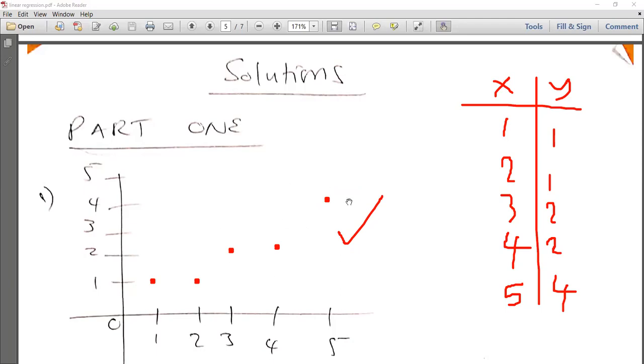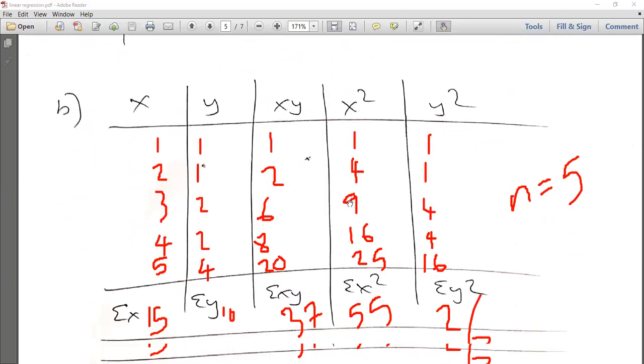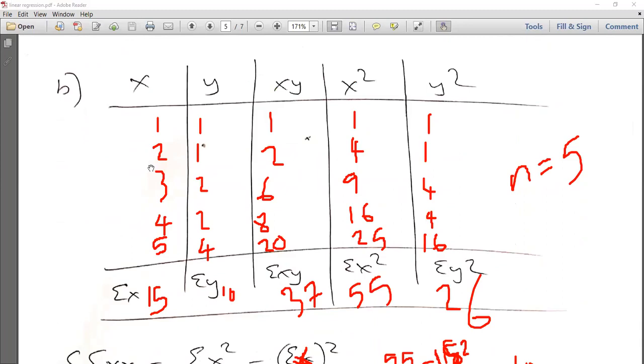Whether indeed we have a positive relationship that is strong. So we'll come up with this table that we're going to fill in. So 1, 2, 3, 4, 5, 1, 1, 2, 2, and 4. So in this column, we're going to multiply 1 times 1, 1, 2 times 1, 2, 3 times 2, 6, 4 times 2, 8, 5 times 4, 20.